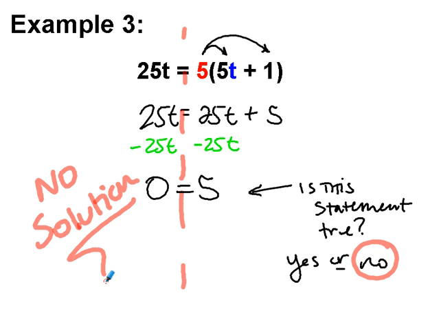But I really want to emphasize one more time the two things I noticed. One, my variable disappeared. And immediately once I saw that, I asked myself: is this a true statement? If my answer is no, 0 is never equal to 5, then at that point I know that there's no solution that could ever possibly go in for t that would make it true.